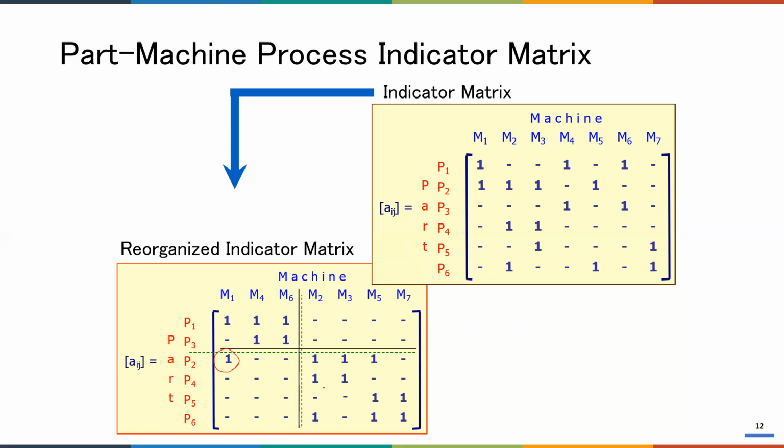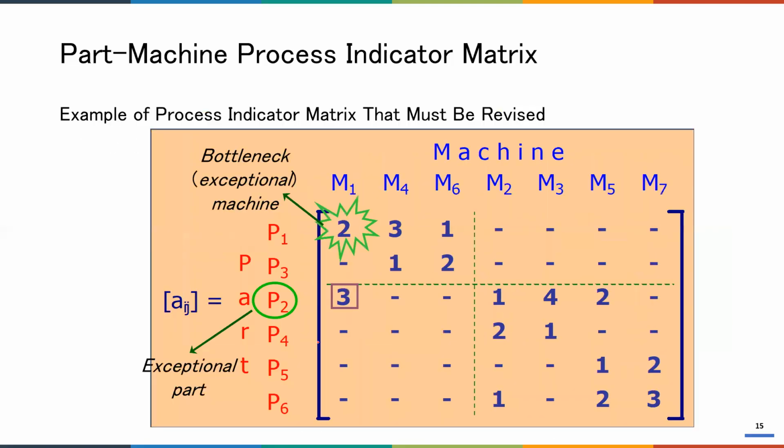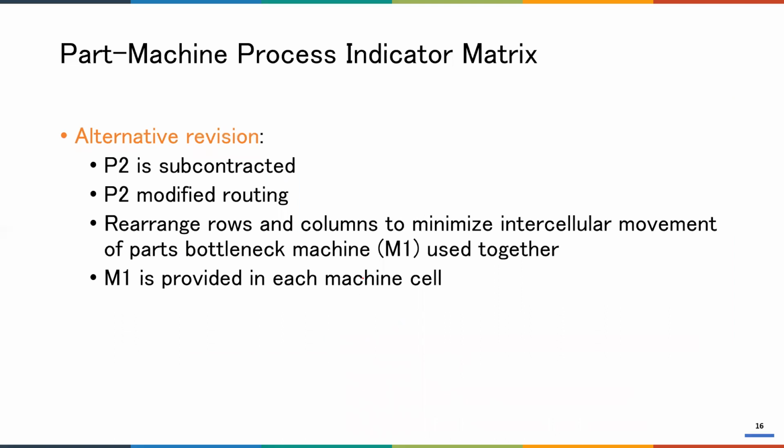In this case, I will just skip this. This is not really important. Maybe there are several revisions that should be done by the decision maker. So there are several alternatives. For example, part 2 is being subcontracted. Why? Because if we force part 2 to be made in-house, it can be quite costly according to the design of our cell manufacturing layout.